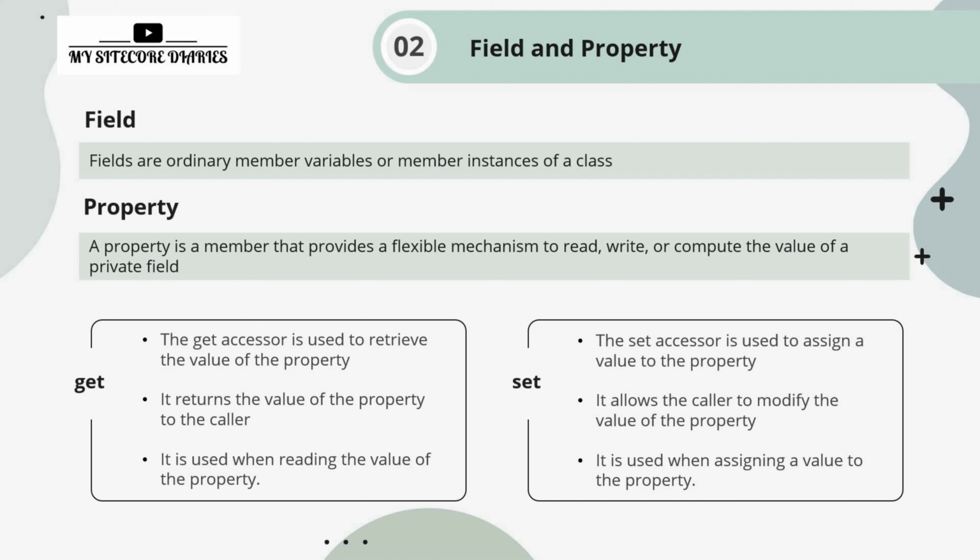So fields are basically ordinary member variables. You know what variables are now, as we already saw in the first video. Fields are the variables of those classes, whereas property is a member that provides a mechanism where you can read, write, and compute the value of the private field. We will see the difference between field and property in an upcoming slide.